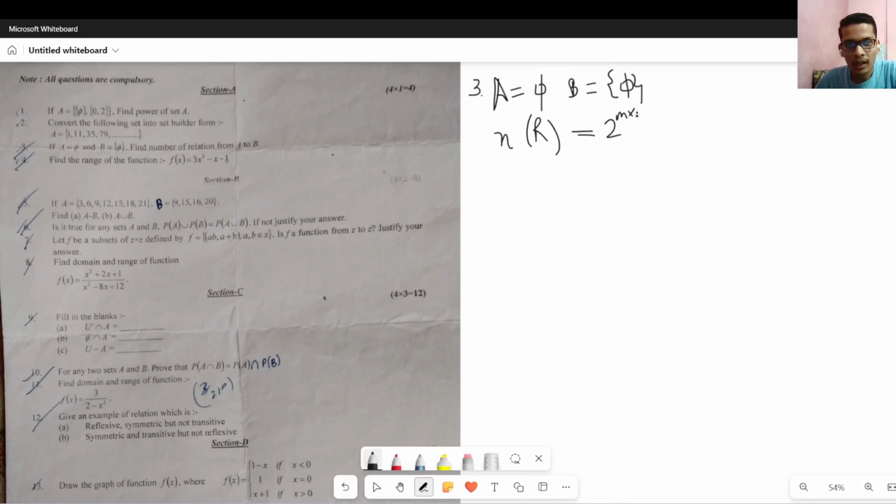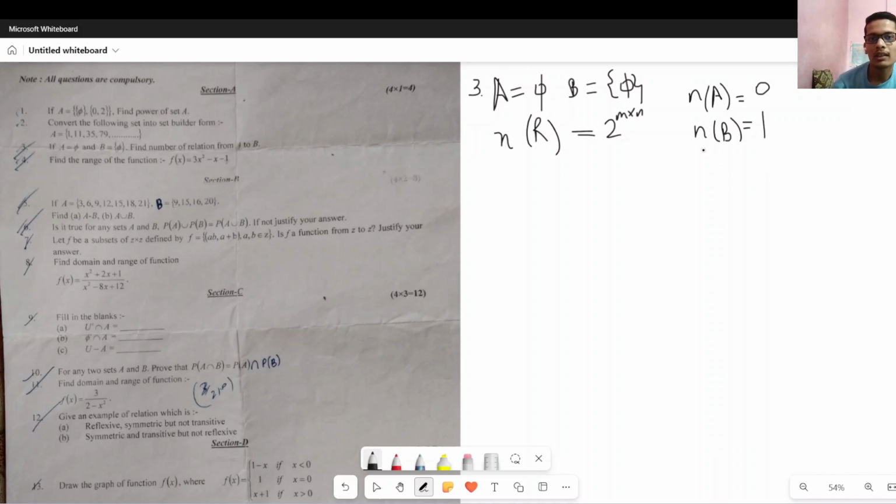And what are m and n here? m represents the number of elements in the set A and n represents the number of elements in the set B. Now if we write the number of elements in set A here, it will be 0 because it's an empty set and an empty set does not contain any kind of element. Now the number of elements in set B, we have only one element, that is 5. So the number of elements in set B is 1.